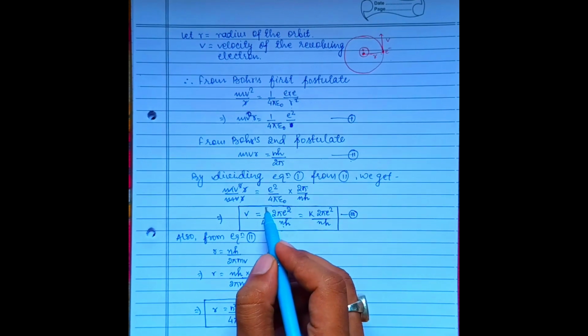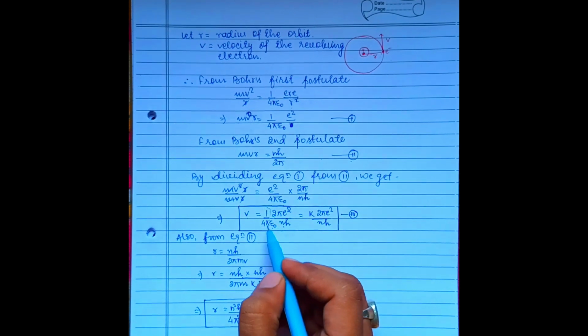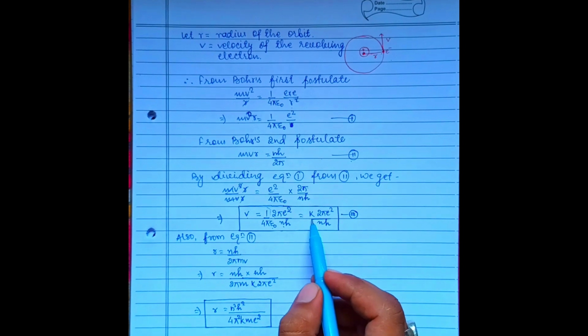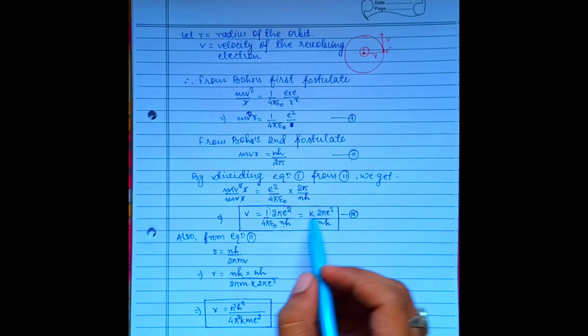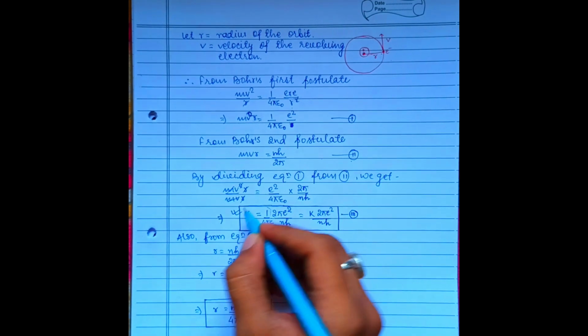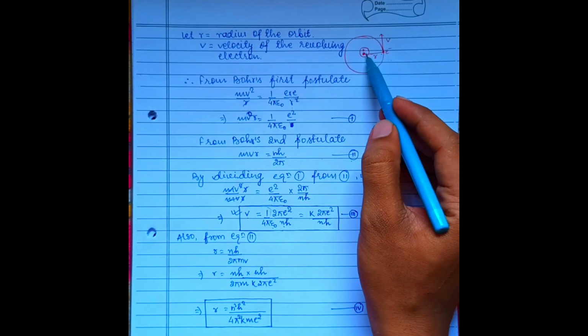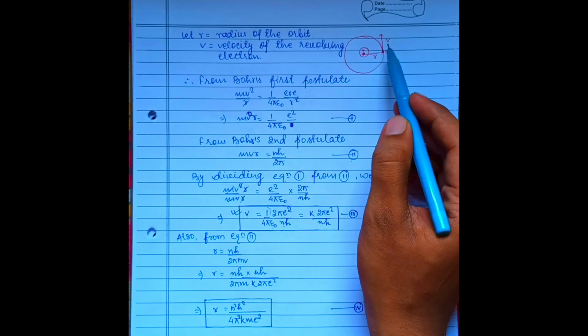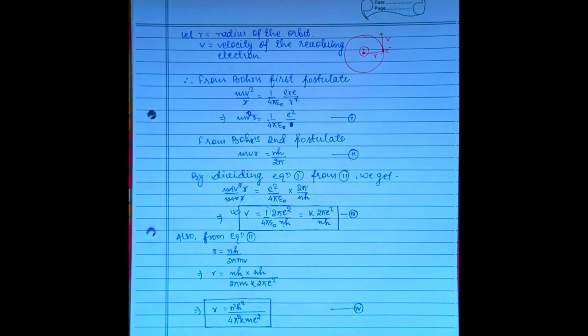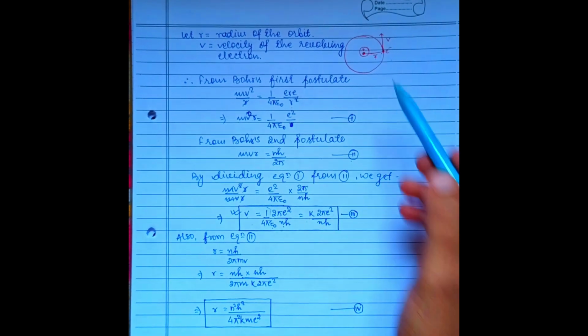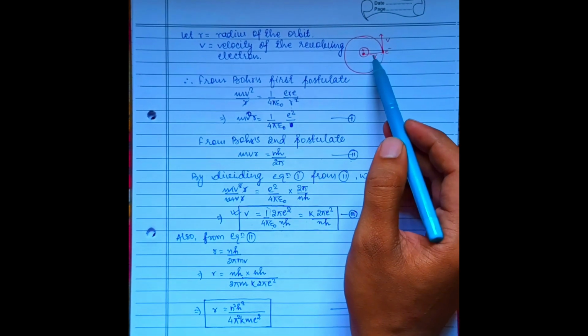We have studied that 1 by 4 pi epsilon naught is also a constant, that was k. So this is the value of the velocity of the electron revolving around the nucleus in any particular orbit with radius r. Now what if we want to calculate the value of the radius?